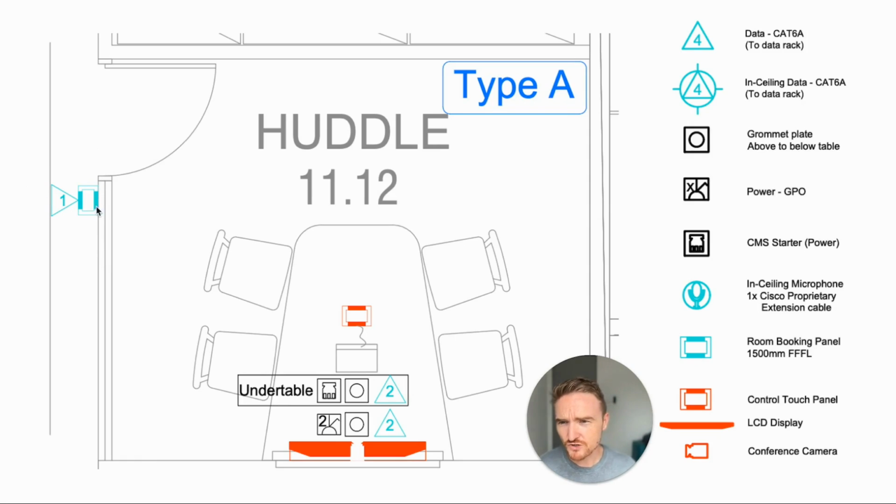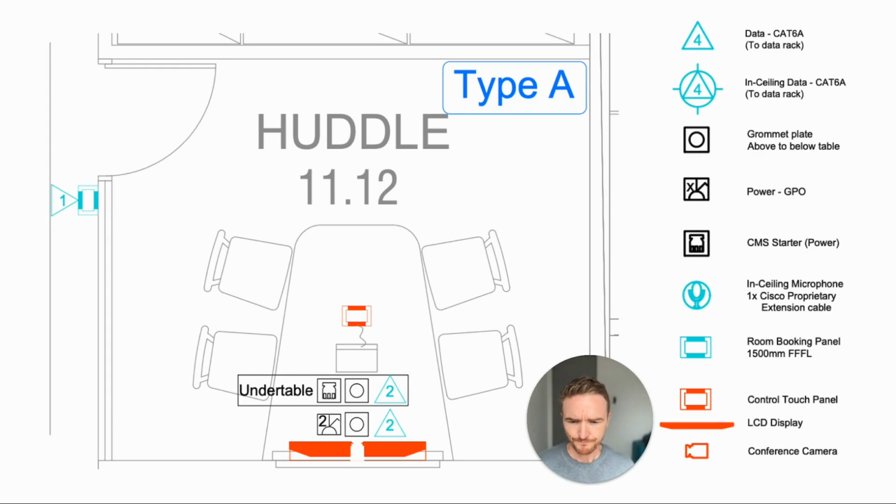And then there's a blue triangle with a 1. So I come to my legend: blue triangles, data points, Cat6 data points. And the 1 inside of the triangle dictates how many of those are required. So I can see that there is 1 data point required here at the touch panel location.